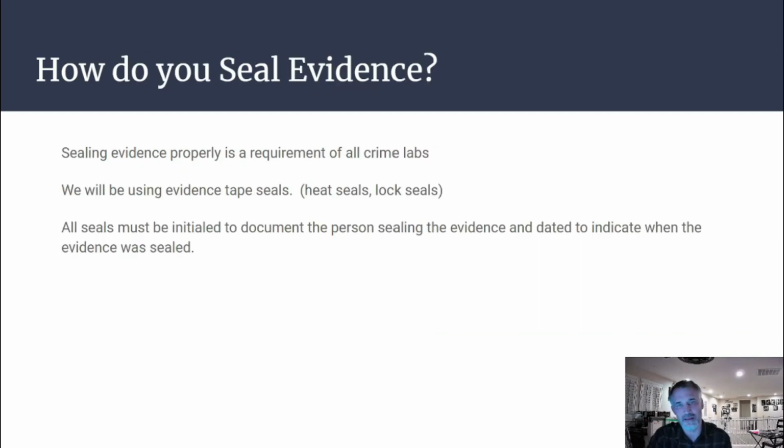So how do we seal the evidence? Sealing evidence properly is a requirement of all crime labs. We'll be using evidence tape as seals. They also have heat seals and lock seals, but the one we will be using is typical evidence tape, and we'll be sealing our evidence with that. All seals must be initialed to document the person sealing the evidence and dated to indicate when the evidence was sealed. And I'm going to give you some examples of this as well.